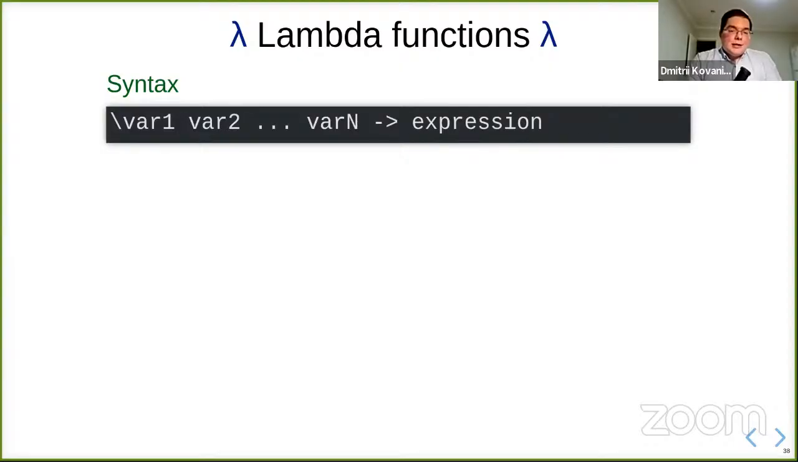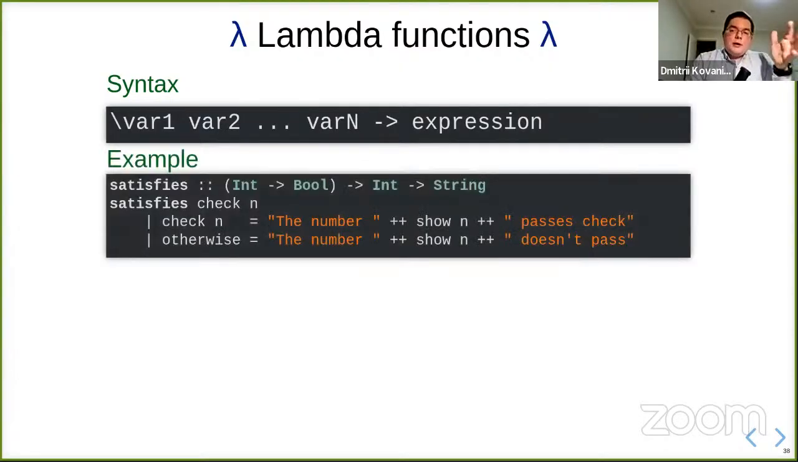And the syntax in Haskell for this is just a backslash and all the variables for this function, again, just after space, then the arrow to the right, and what this lambda returns. This is just the syntax for lambda functions. Let's first write a higher order function that takes another function. So this function satisfies takes a function from int to bool. Usually such functions are called predicates. If a function returns boolean, it's usually called a predicate. So the function satisfies takes a predicate, takes a number, and returns a string.